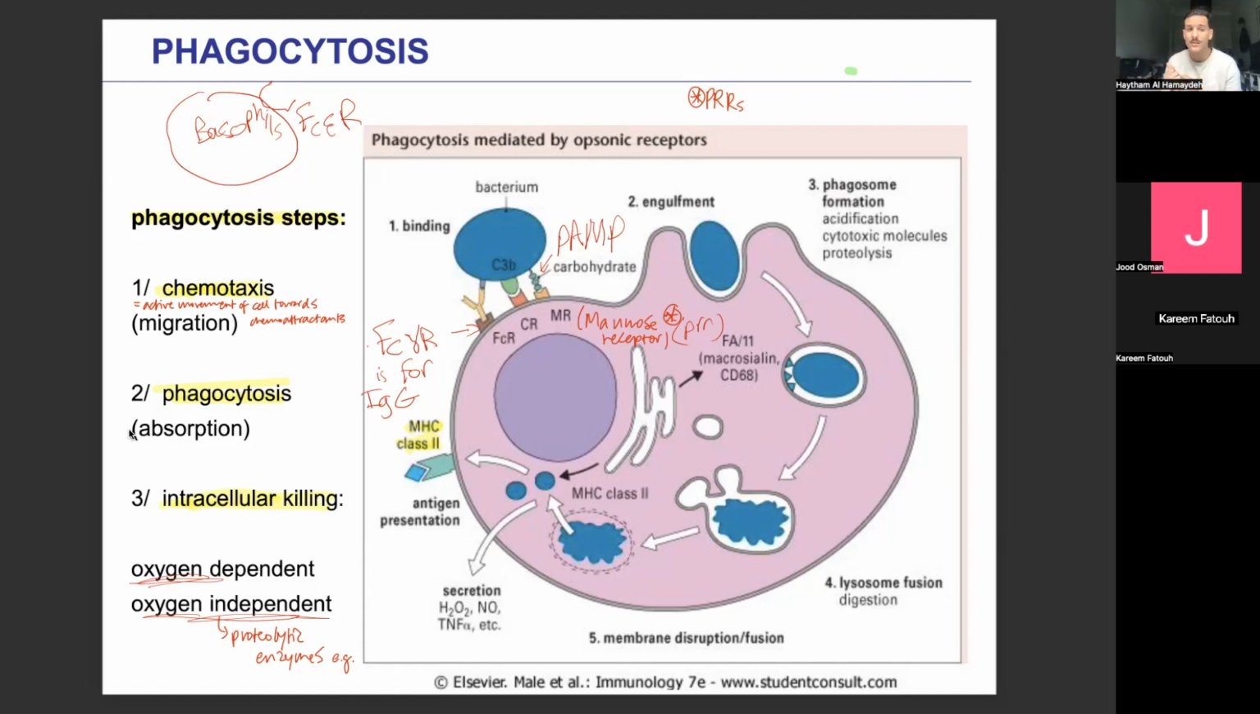The second thing is phagocytosis, and the whole process of phagocytosis starts with recognition. So the immune cell meets the bacteria. When they meet, they shake hands. How do they shake hands? In so many ways. Those immune cells shake hands with the bacteria using many receptors that can bind to things present on the bacterium.